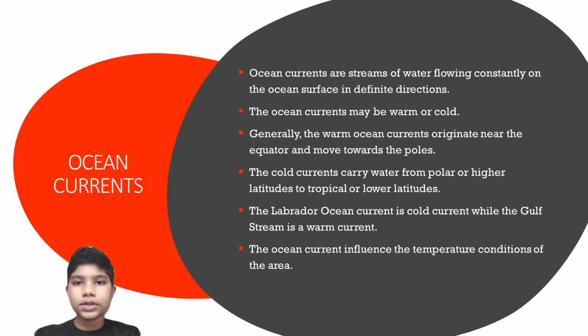Currents. Ocean currents are streams of water flowing constantly on the ocean surface in definite directions. The ocean currents may be warm or cold. Generally, the warm ocean currents originate near the equator and move towards the poles. The cold currents carry water from polar or higher latitudes to tropical or lower latitudes. The Labrador Ocean current is a cold current while the Gulf Stream is a warm current. The ocean current influences the temperature conditions of the area.